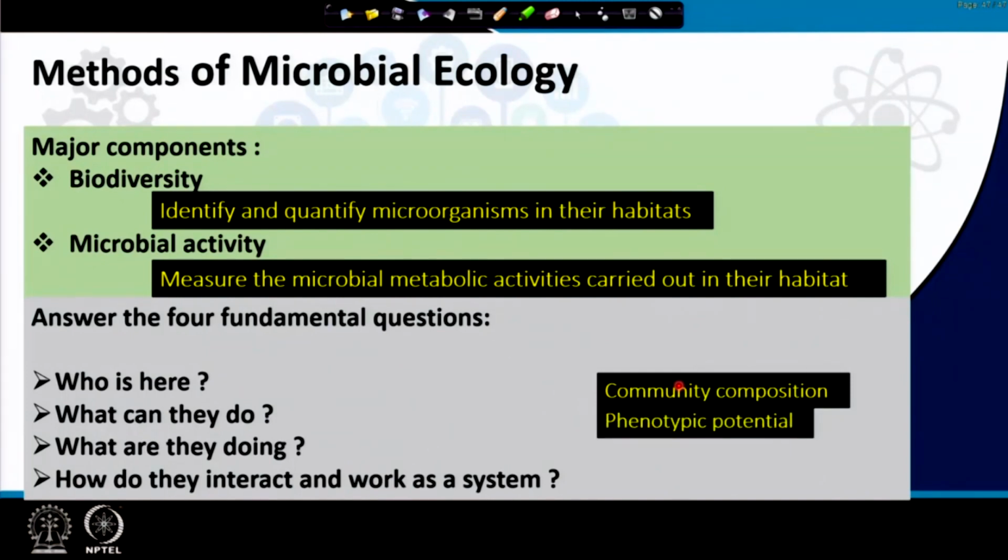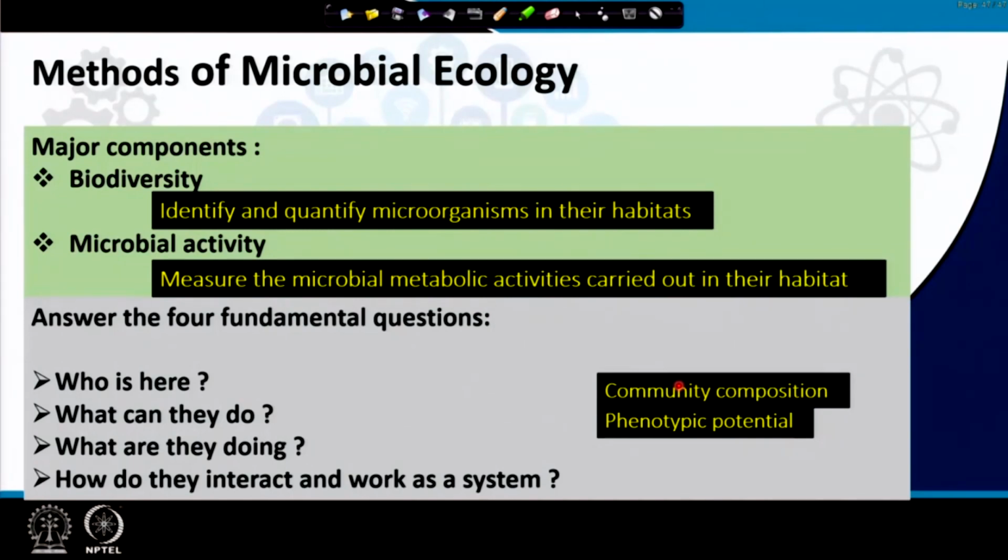What they can do is a kind of potential, that provided something happens or does not happen, they will be doing this. But what they are doing is actually a real time phenomenon, what they are actually doing when we collected the sample. And lastly, how do they interact and work as a system?